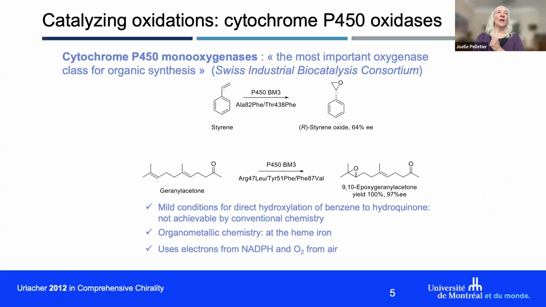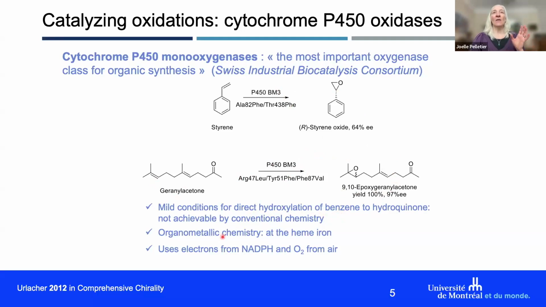So I'll dive right away into the main topic, which is to catalyze oxidation reactions, and I'll focus on cytochrome P450 oxidases. These enzymes are monooxygenases, and they have been dubbed the most important oxygenase class for organic synthesis. I'm showing you a few different reactions here, which are very useful. The formation of a styrene oxide here, or another epoxidation shown here. The advantages are that you can use mild conditions for this direct hydroxylation of also a benzene to hydroquinone, for example. This cannot be done by conventional chemistry.